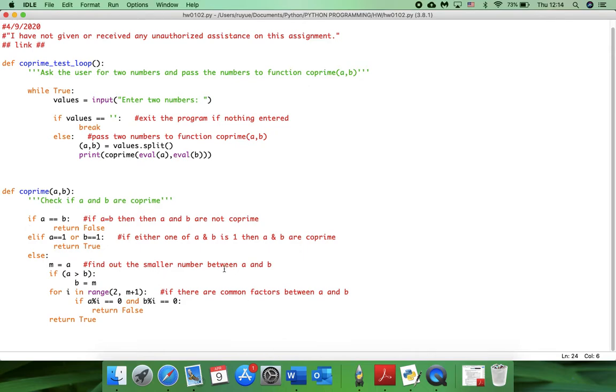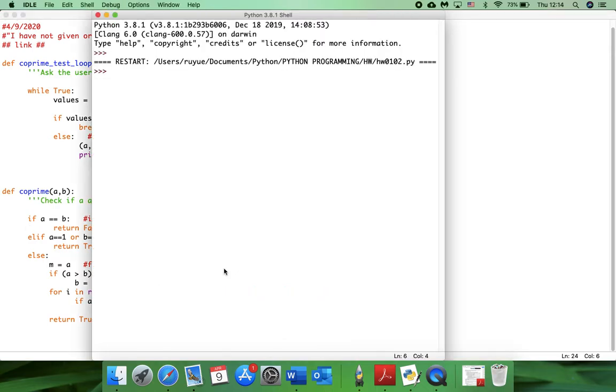So let's run the code and call the function. It first asks us to enter two numbers, so let's try some examples. First, let's try 2 and 2, like two same numbers. So it gives us false because they have 1 and 2 as common factors.